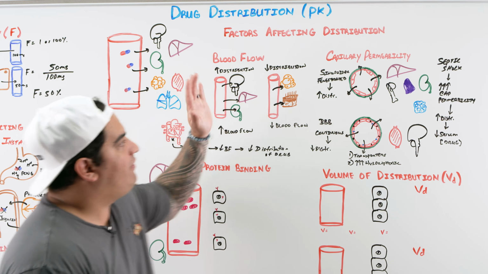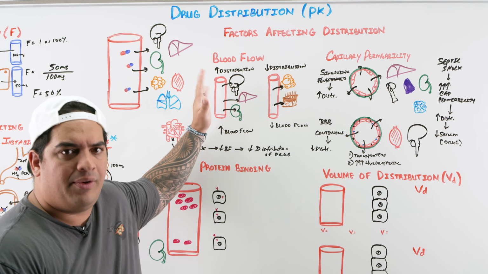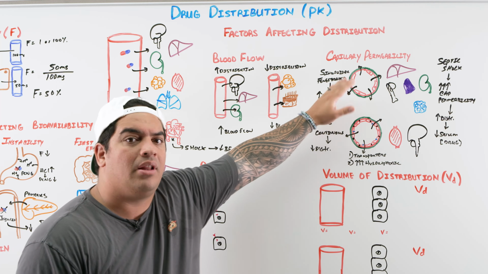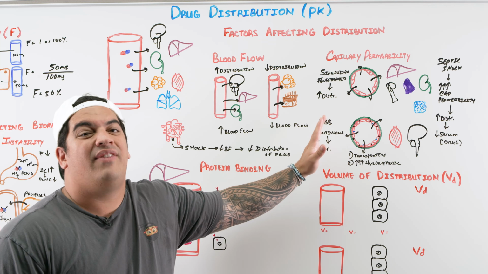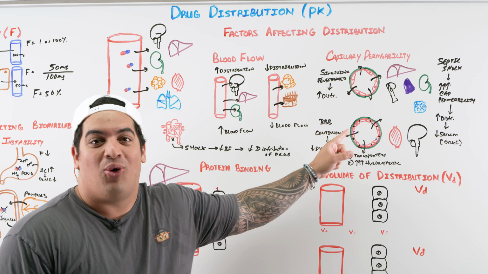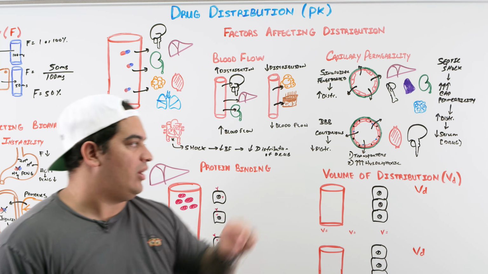All right, so we got blood flow, capillary permeability. Pretty straight concept for a concept with blood flow. Increased blood flow, increased distribution. Decreased blood flow, decreased distribution. Super leaky capillaries, increased distribution. Very tight junctions, very not leaky capillaries, decreased distribution. Only way we can get the drugs out is by transporters or very hydrophobic small drugs.